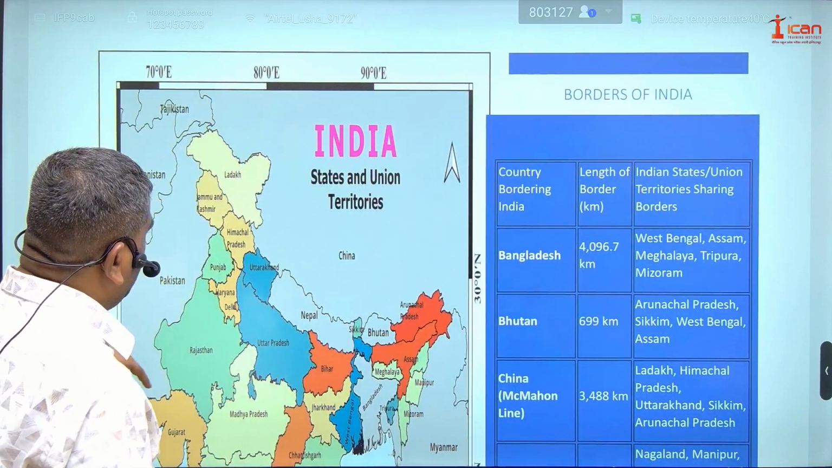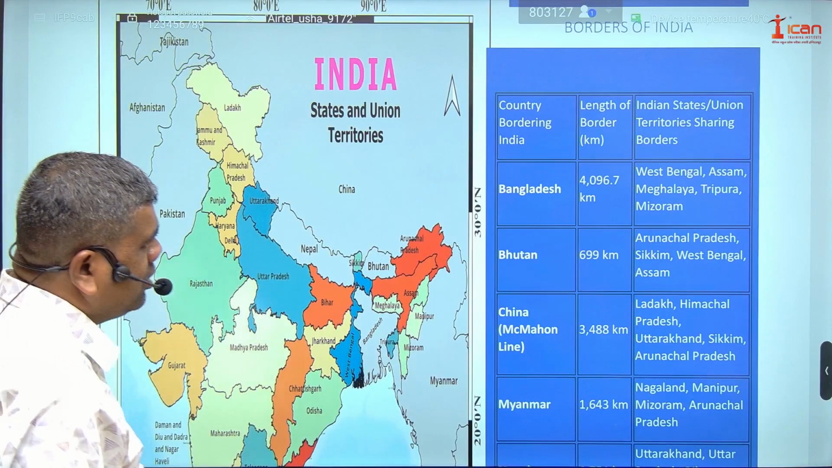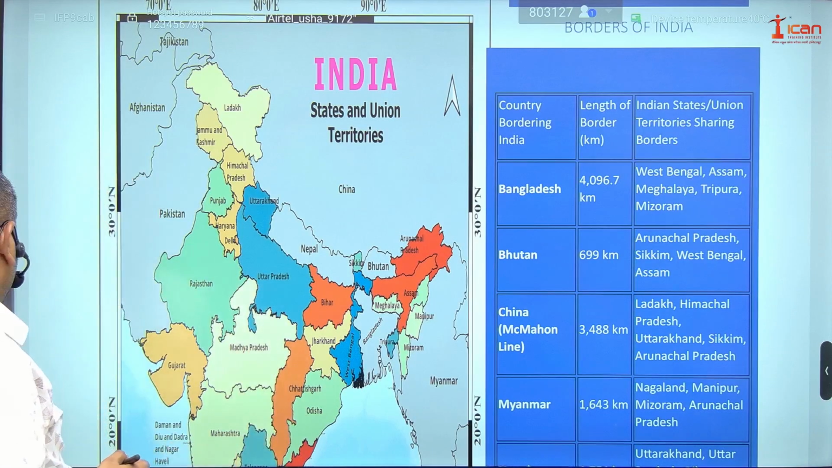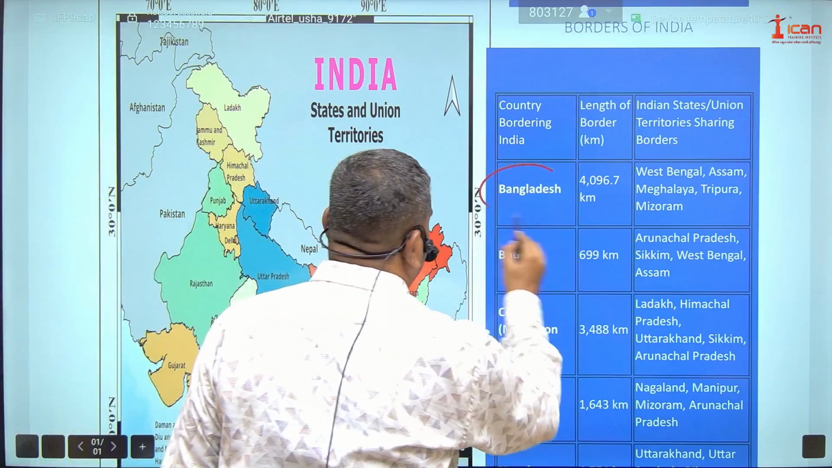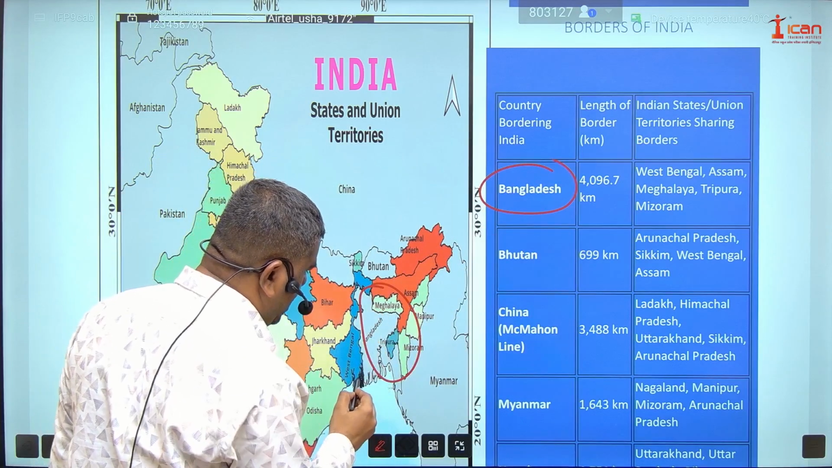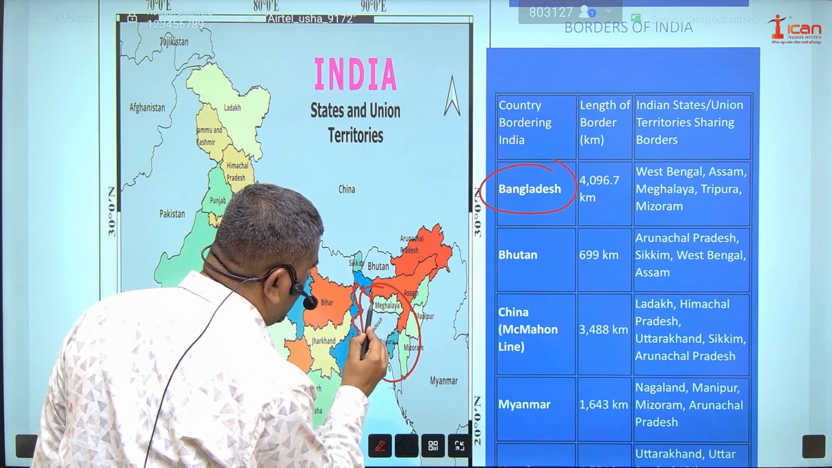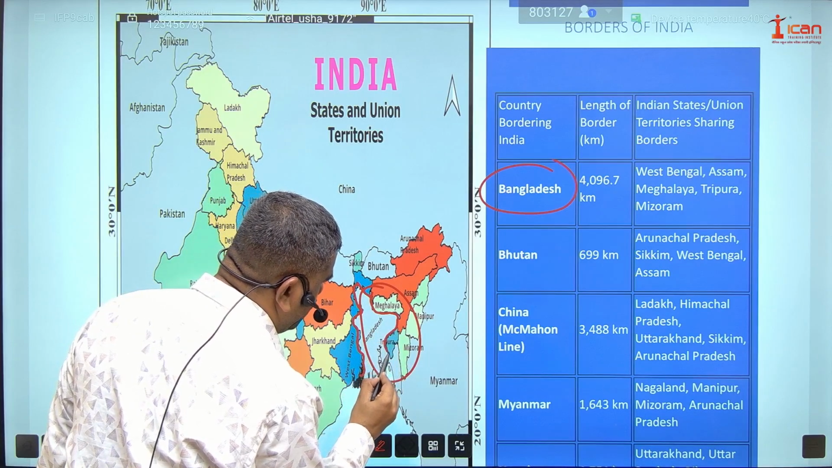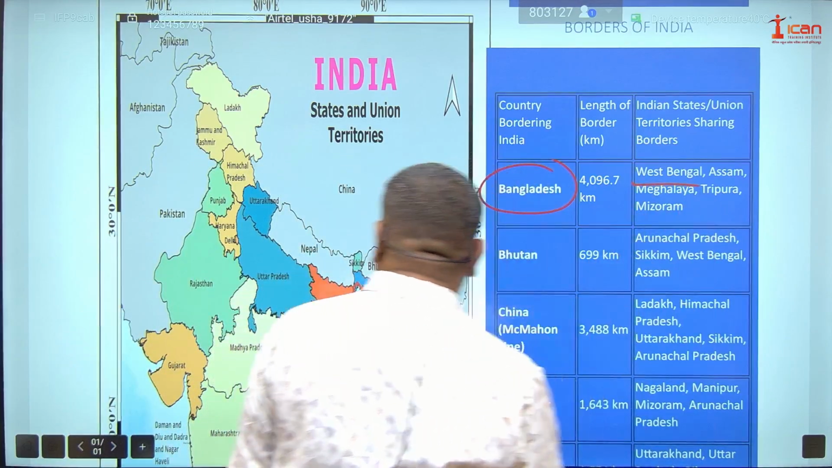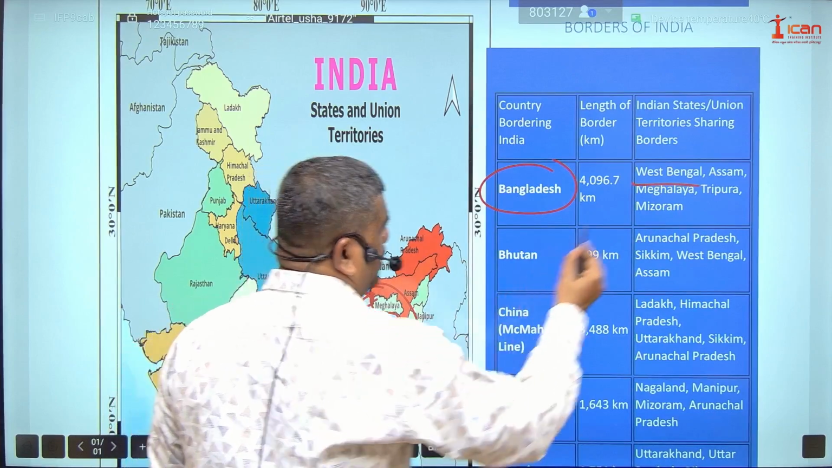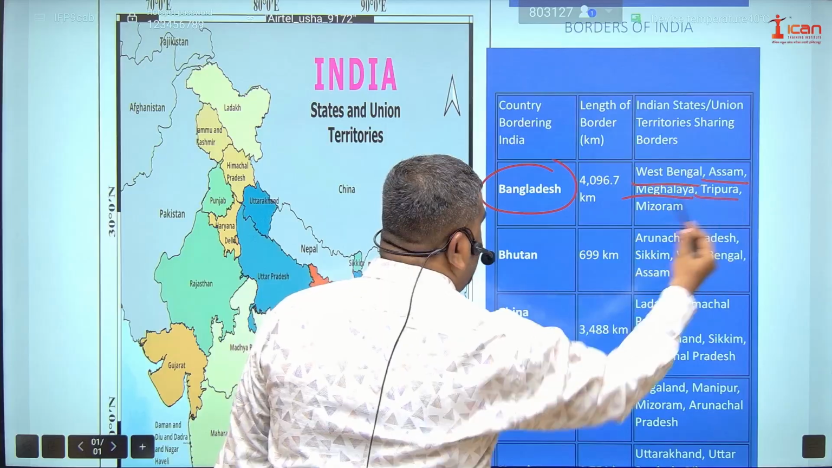And because we have all these countries to different portions, let us look at how the borders are. So let us first look at Bangladesh. Bangladesh is here, right? Now it has a border which stretches from West Bengal, then we have Meghalaya, then Tripura, and parts of Mizoram. So it's West Bengal here. Here there is Assam, the small part of Assam. Then there is Meghalaya, Tripura, and Mizoram.